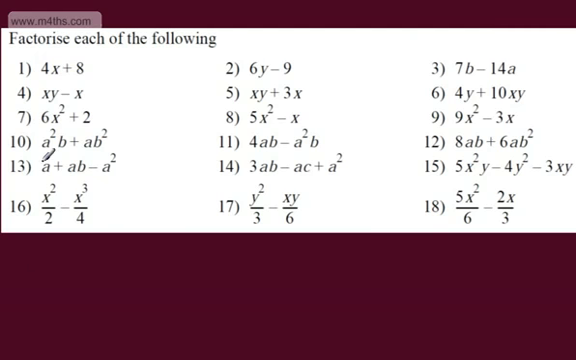Okay, let's look at this one. We've got a plus ab minus a squared. A is common to all of these, so that can come on the outside. Nothing else is. What do I need to multiply a by to get a? The answer is 1. What do I need to multiply a by to get positive ab? The answer is positive b. What do I need to multiply a by to get minus a squared? The answer is minus a. So nice and logical, and that's all going in there.